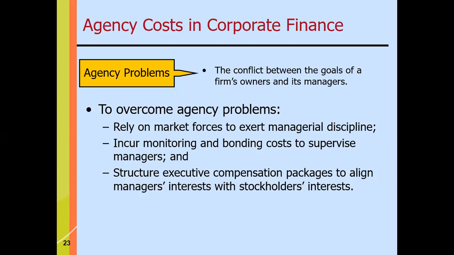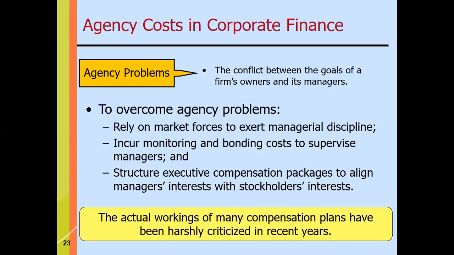Then we do monitoring and bonding costs to supervise managers, meaning the organization has to spend for the supervision. Then we structure executive compensation packages to align managers' interest with stockholders' interest. So if the managers are going to follow the guidelines of the organization or business, then their compensation will also be aligned with that.